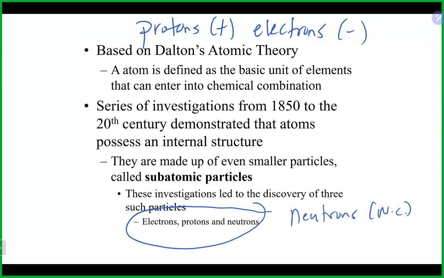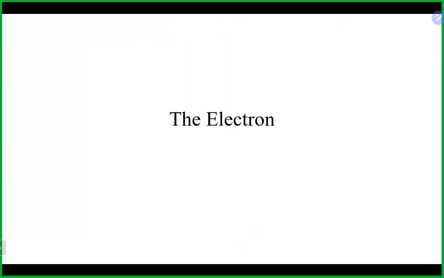So as I mentioned, we're going to go through some different experiments along the way here that helped us look at each of these, and as I mentioned, where they end up in the atom, and some different ways that we can investigate each of these things. So let's take a look here. We're going to start really with the electron.